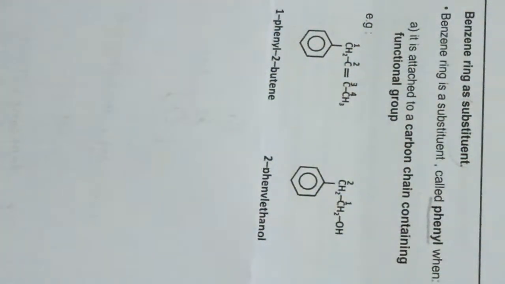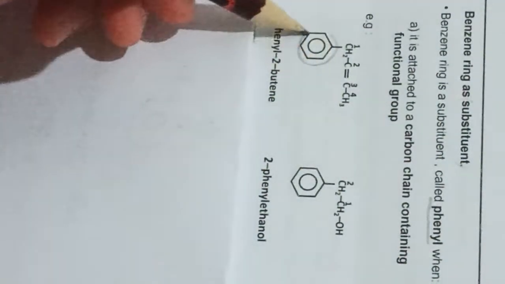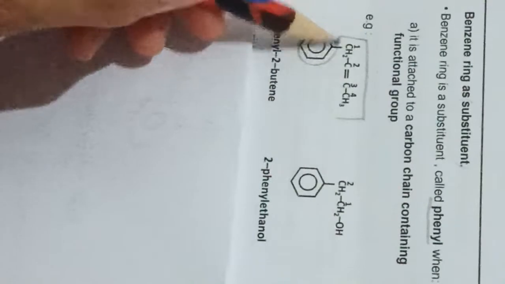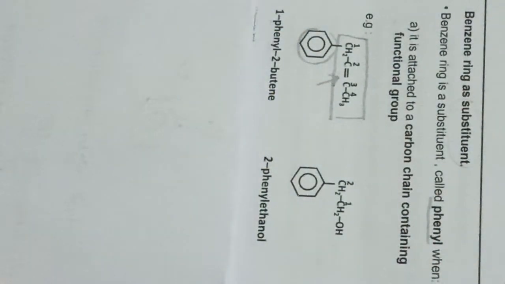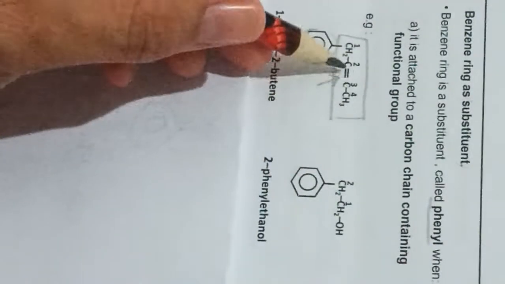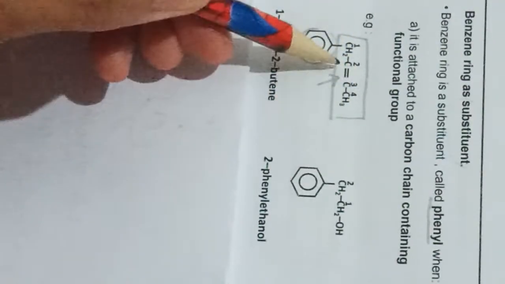For example, here, we have this benzene attached to this carbon chain that contains another functional group. Okay, this is a carbon-carbon double bond. So this chain now will be the parent.